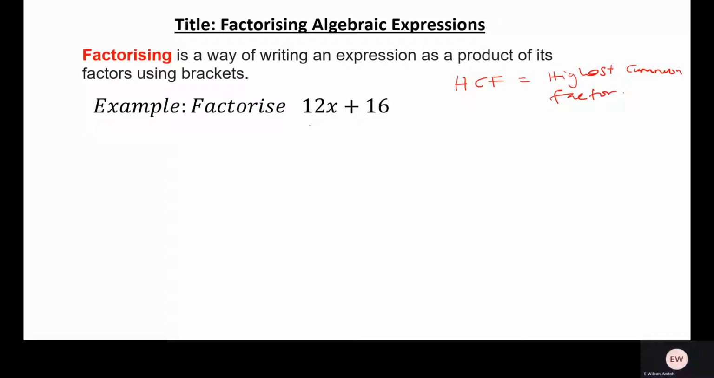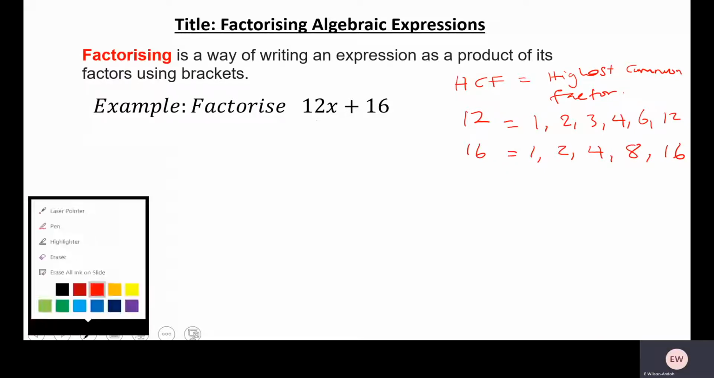we are going to look at the numbers first, and then if you don't know how to find the highest common factor of numbers, I'm going to use 12 and 16 to show you how to find the highest common factor. So with 12, the factors of 12 are 1, 2, 3, 4, 6, and then 12. The factors of 16, we have 1, 2, 4, 8, and 16.